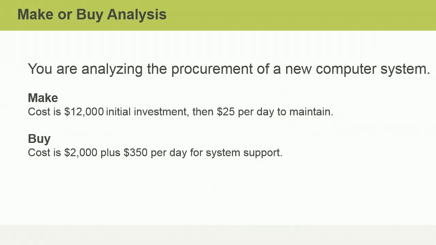Whether it makes sense to make or buy really depends on how long we will need the computer system. If we only need it for one day, it would seem foolish to invest $12,000. But if we plan to use it for 2 years, perhaps it will end up paying for itself. This seems like good logic, but how can we prove it mathematically?